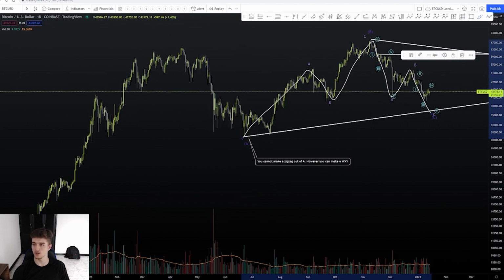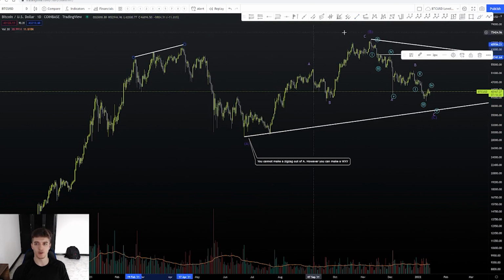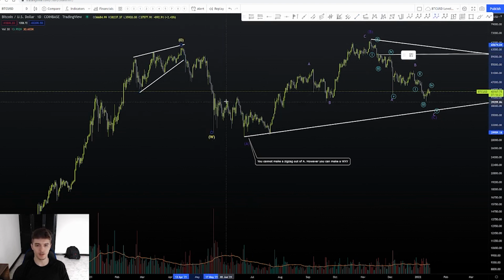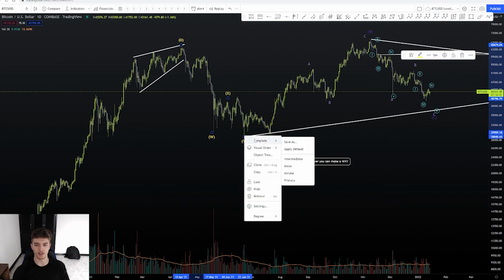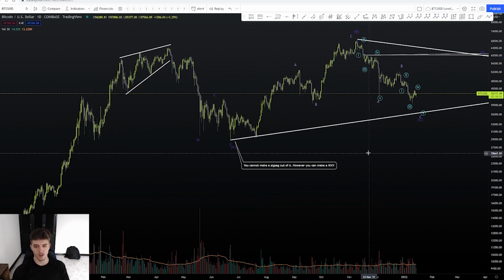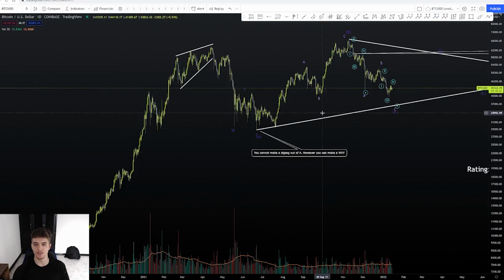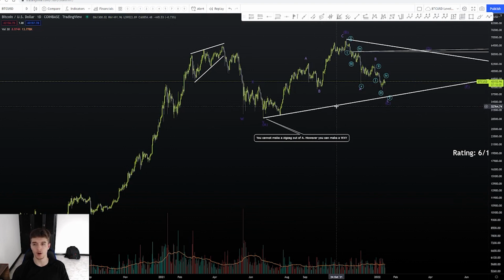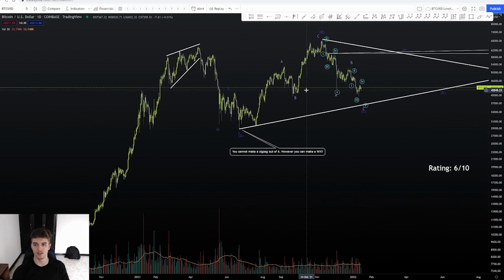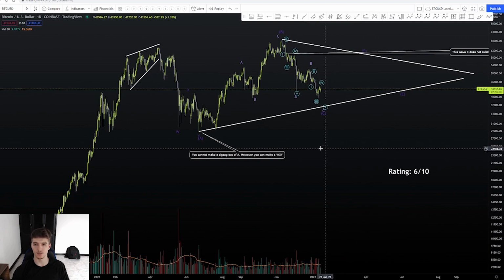Now what you could do is, if you consider this all an ending diagonal right here, then you could make this wave A into a WXY, where you put wave W here, X here, and Y here. Now, getting a WXY in a wave A does not tend to be that likely, so that takes away from the probabilities of this count being correct. So that's something to keep in mind. And overall, I'd give this count a rating of a 6 out of 10, given these drawbacks.